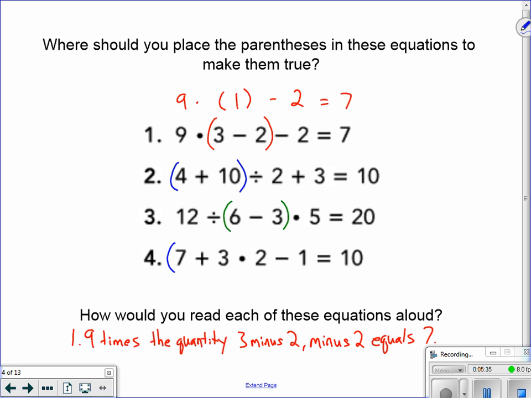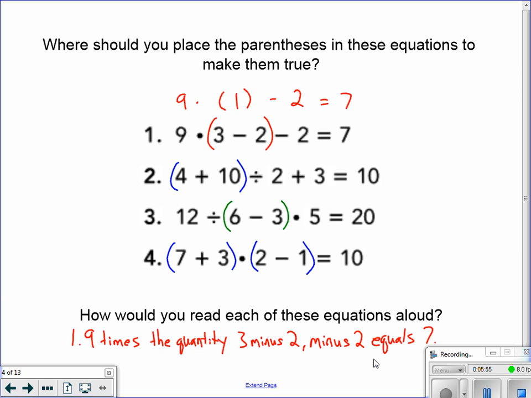We would have to put them around the 7 plus 3 and around the 2 minus 1. Because 7 plus 3 is 10, 2 minus 1 is 1, so 10 times 1 is 10. The other question here is, how would you read each of these equations aloud?